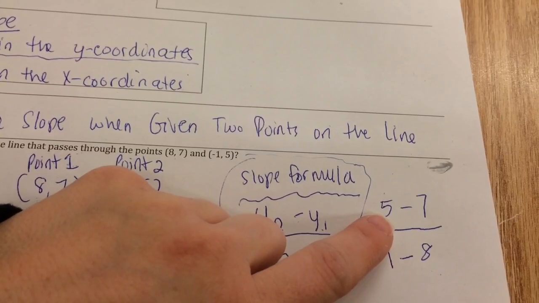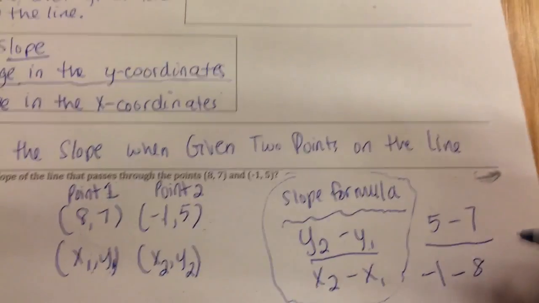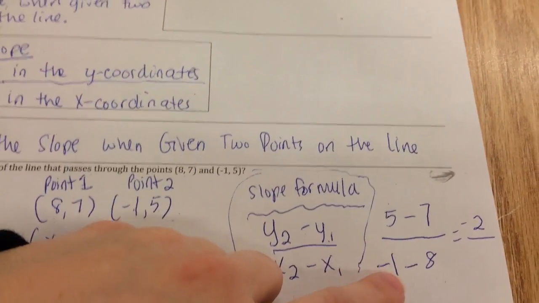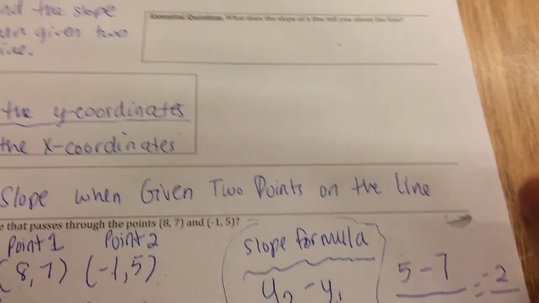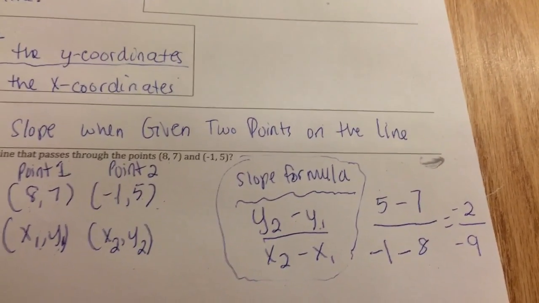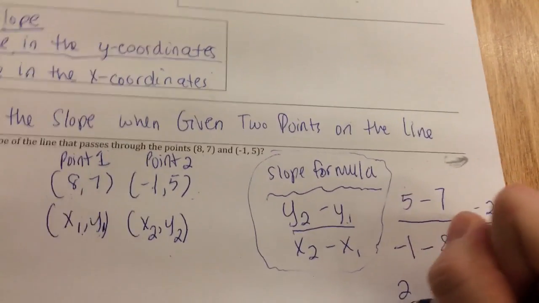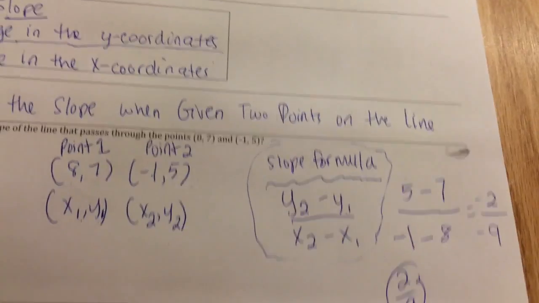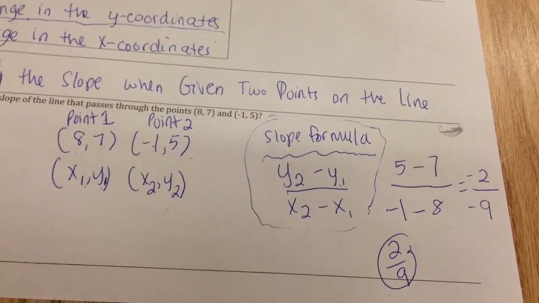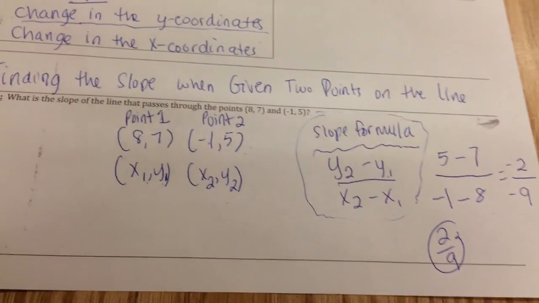Now we can evaluate. 5 minus 7 is negative 2, and negative 1 minus 8 is negative 9. So we have negative 2 over negative 9. Since there's a double negative, let's just get rid of that. So it'd be 2 over 9, and that can't be reduced. So our answer is 2/9. That's the slope between these 2 points.